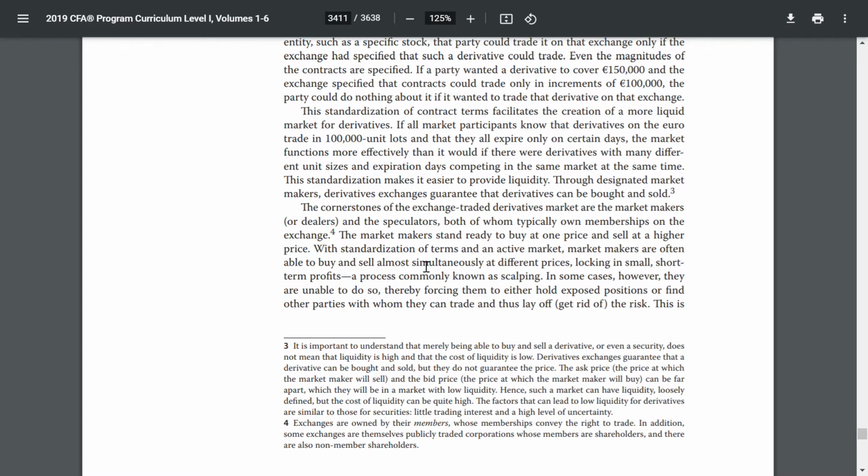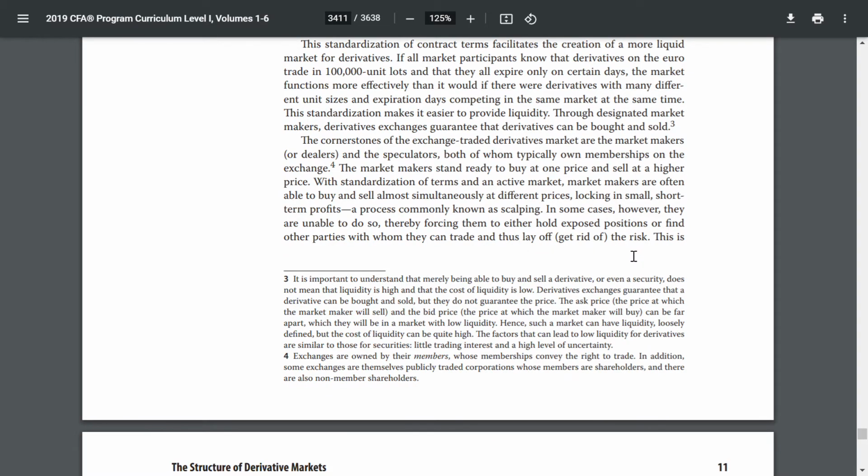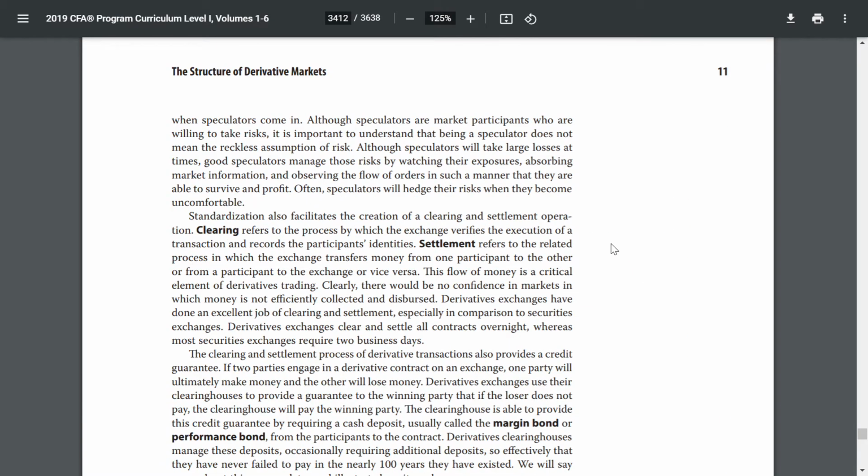With standardization of terms and an active market, market makers are often able to buy and sell almost simultaneously at different prices, locking in small short-term profits, a process commonly known as scalping. In some cases, however, they are unable to do so, thereby forcing them to either hold exposed positions or find other parties with whom they can trade, and thus lay off the risk. This is when speculators come in.